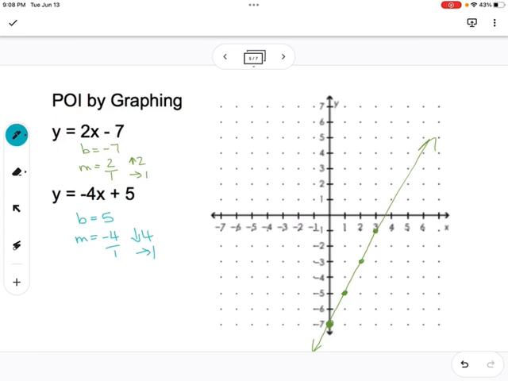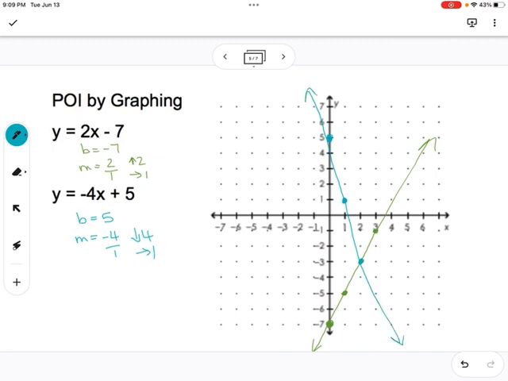So starting at a y-intercept of 5, which is here, we want to move down 4 and over 1. If you want to keep plotting points, move down 4 again and over 1. Okay, again, you can continue on, but as long as you have 2 points, you can connect those points and make your line.